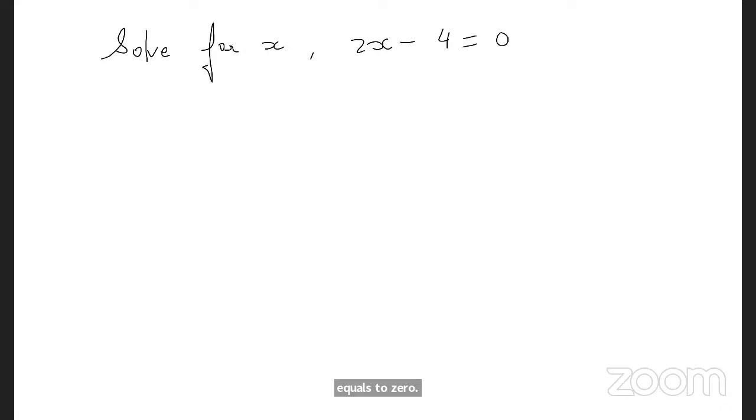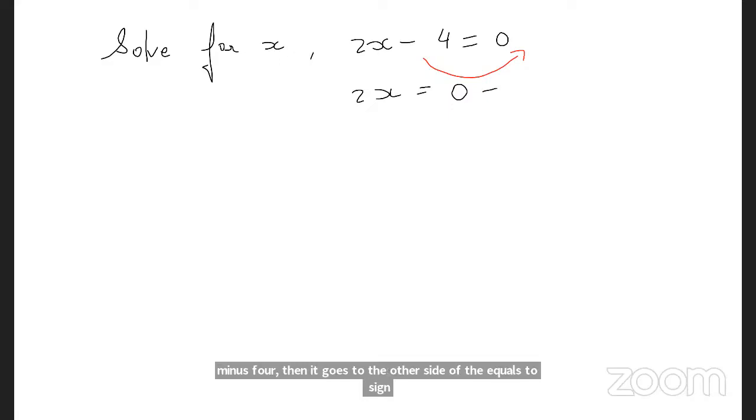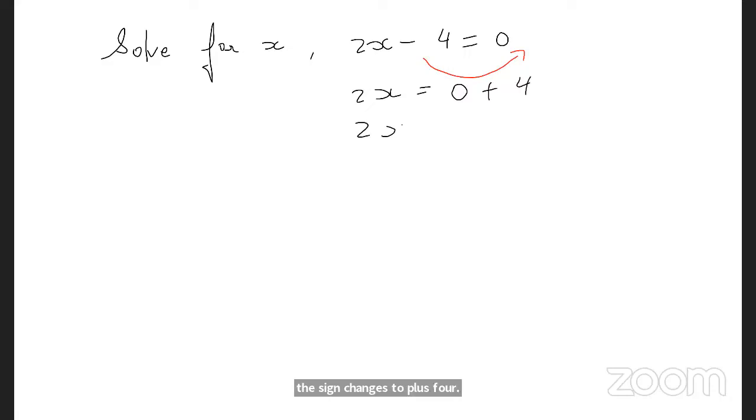So, like I said, we'll take the numbers on one side, and the variable we'll keep on one side. 2x is a number with a variable, 4 is only a number. So 4 I can take to this side. Okay, so 4 goes that side, sign changes. This 2x equals 0. This minus 4, when it goes to the other side of the equals sign, the sign changes to plus 4. So 2x equals 0 plus 4, which is 4.